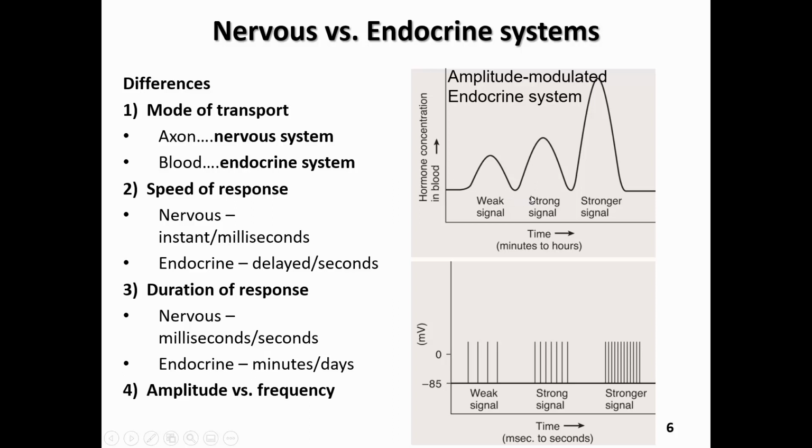So as we see a stronger and even stronger signal that is generated, which will stimulate cells of the endocrine system to produce and secrete a hormone, the concentration, the magnitude of those hormones will be a function of the strength of that signal. As opposed to the nervous system, which is frequency modulated.